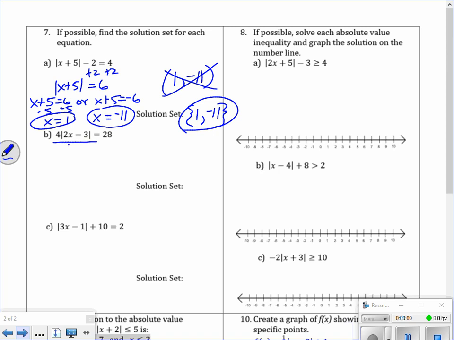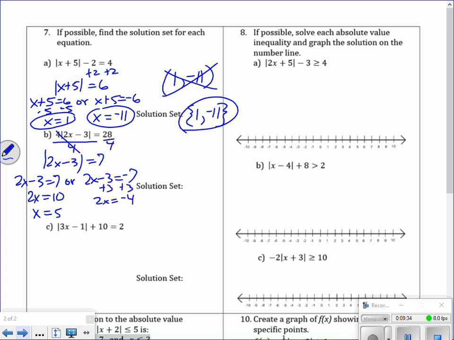All right, for letter B, I need to clean this up. I need to divide by 4. So I get 7. So I have 2x minus 3 equals 7. All right, so I make my 2 equations. Either 2x minus 3 equals 7 or 2x minus 3 equals negative 7. Over here on the left, if I add 3, I get 2x equals 10. Divide by 2, so x equals 5. Over here, if I add 3 here, I get 2x equals negative 4. So I get x equals negative 2. All right, so my solution set, everything was working well for me, 5 comma negative 2.